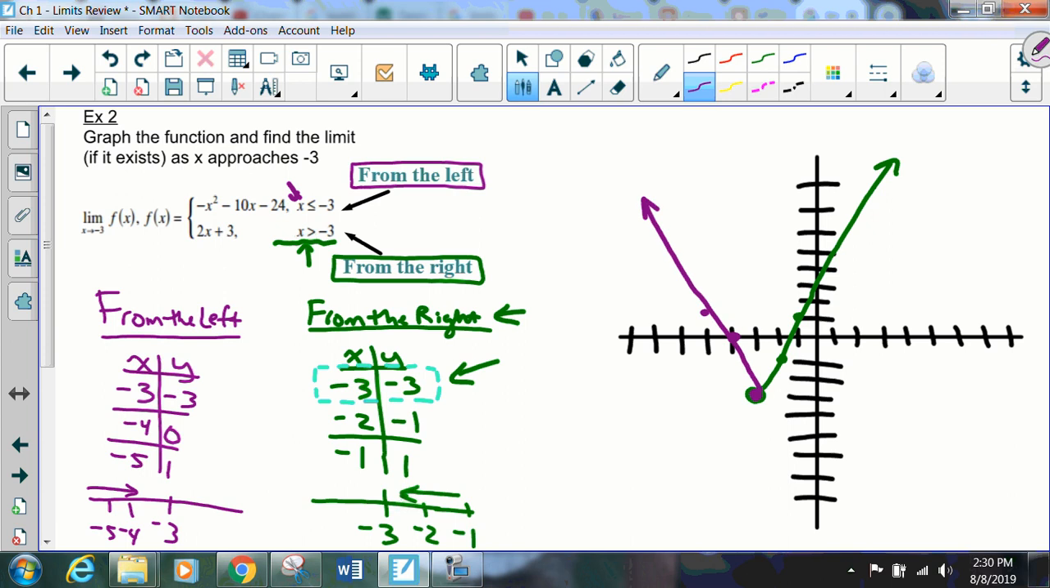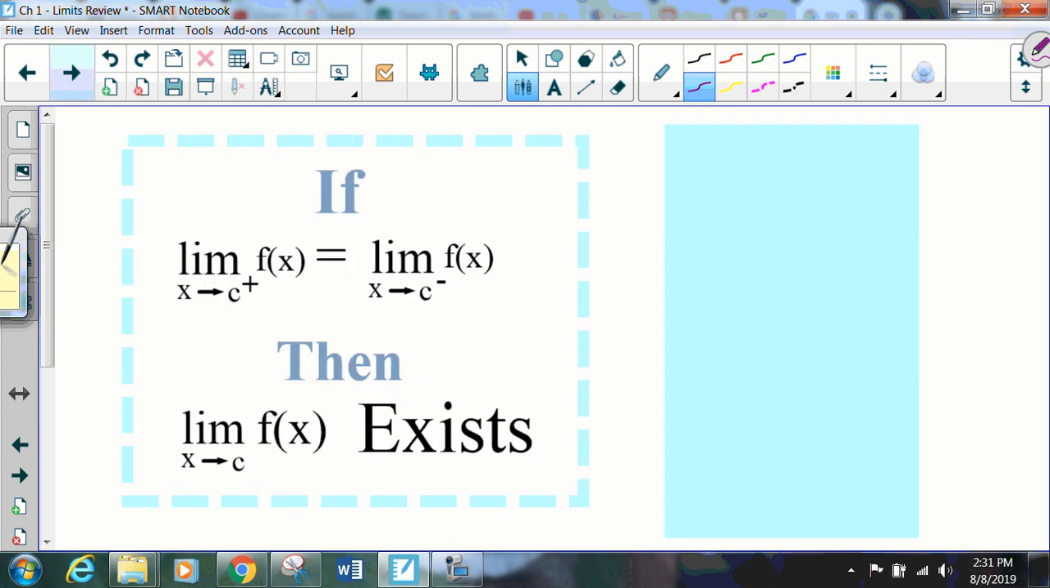Anyway, what we have here is a piecewise function where the limit from the right and the limit from the left are both the same. It's both -3, and so the limit of this whole piecewise function as x approaches -3 is also -3. All right. So if both sides, your right-sided limit and your left-sided limit, are the same, then the limit at that particular point C exists.